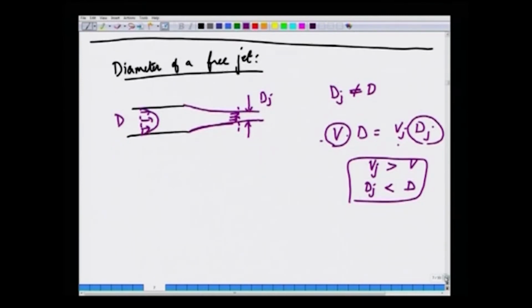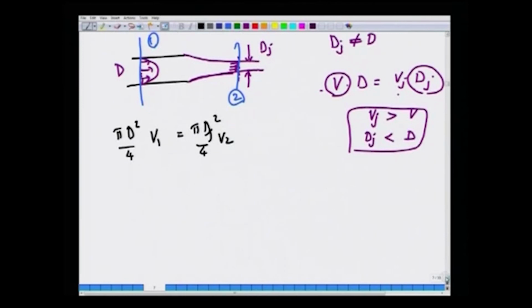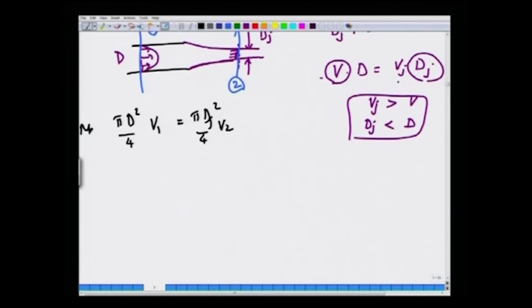So, having said this, let us use the mass balance: pi d squared by 4 V1 is equal to pi dj squared by 4 V2. Let us call this station as 1 and this station as 2 in our analysis. Now, this is the integral mass balance applied between points 1 and 2 of the CV. This is the mass balance.